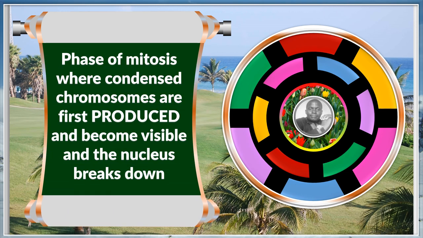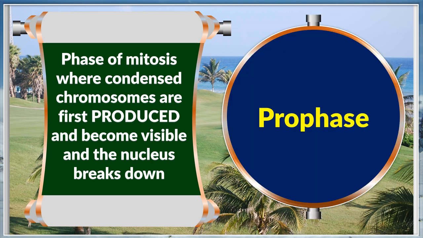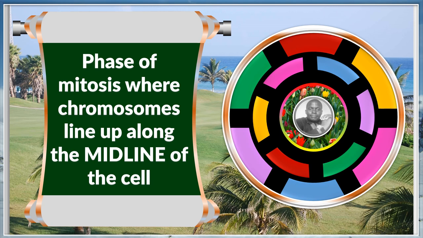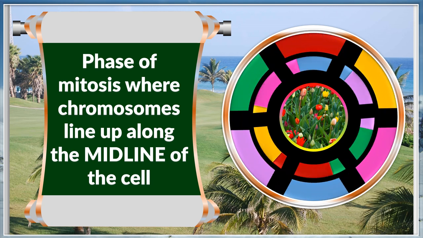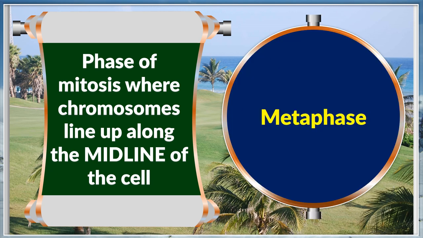Phase of mitosis where condensed chromosomes are first produced and become visible and the nucleus breaks down. Prophase. Phase of mitosis where chromosomes line up along the middle line of the cell. Metaphase.